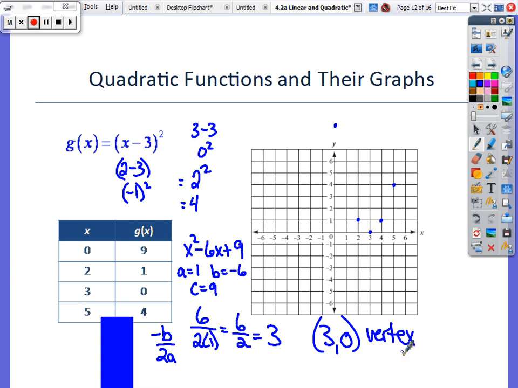Okay? Now, what's our axis of symmetry? And I'll abbreviate that as AOS. The axis of symmetry is going to be x equals, because it's a line. And it's always the same x value as the vertex. So it's going to be 3. Now I can go ahead and graph this thing, and then I can fold this over.